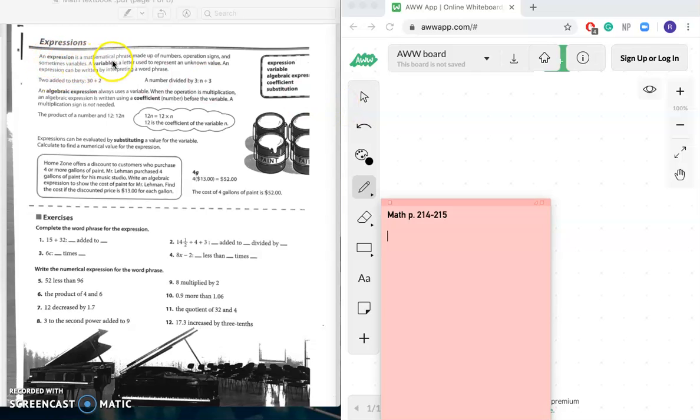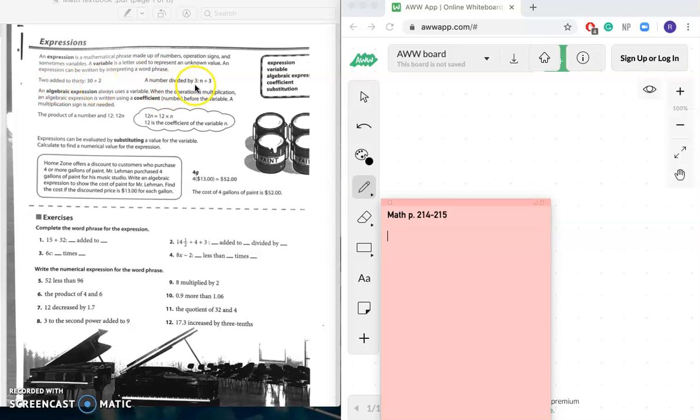An expression is a mathematical phrase made up of numbers, operation signs, so those are our plus signs, subtraction signs, multiplication signs, etc., and sometimes variables. A variable is a letter used to represent an unknown value. An expression can be written by interpreting a word phrase. For example, 2 added to 30 is 30 plus 2, because we know add means to plus.